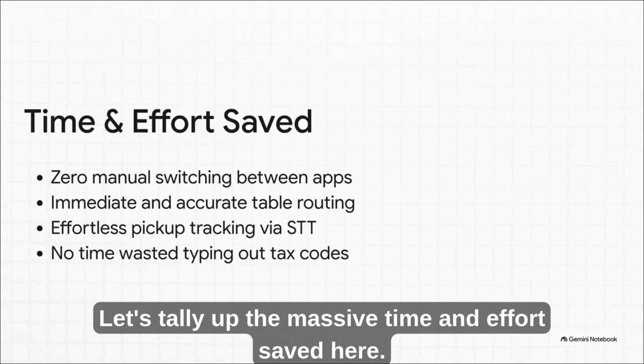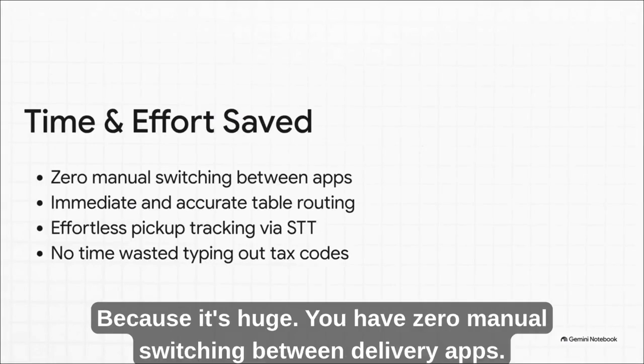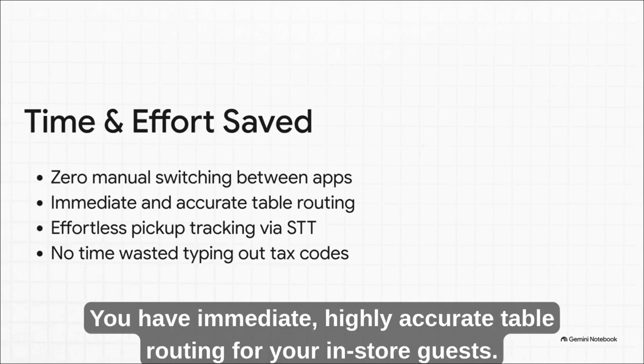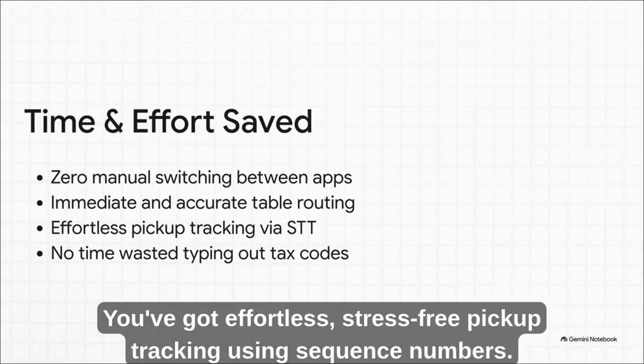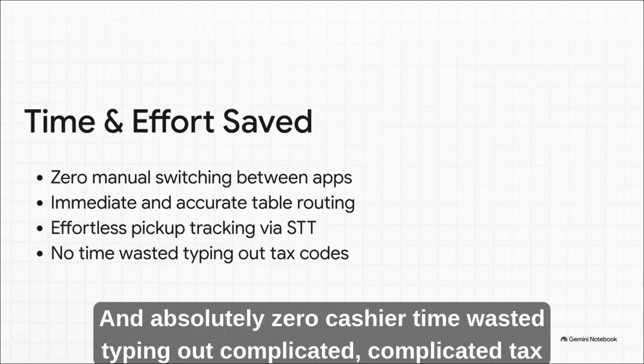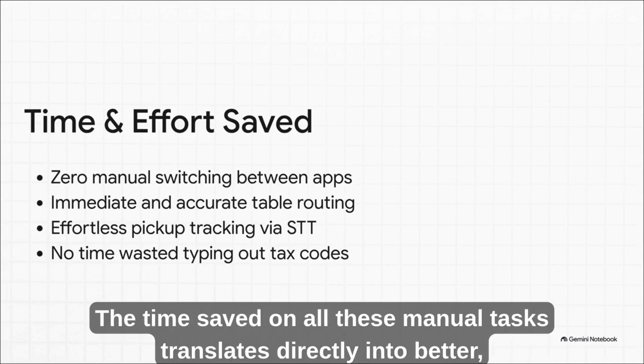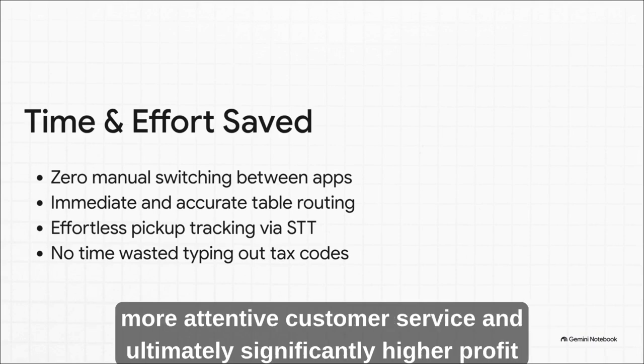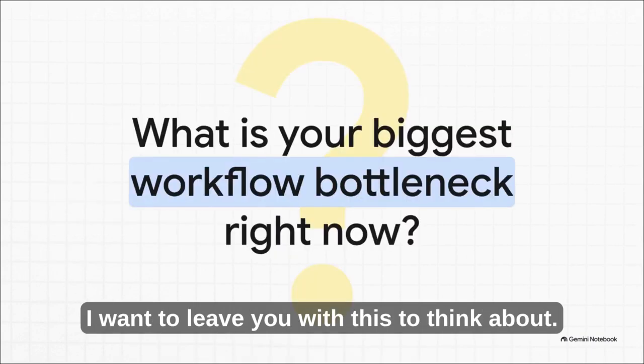Let's tally up the massive time and effort saved here, because it's huge. You have zero manual switching between delivery apps, you have immediate, highly accurate table routing for your in-store guests, you've got effortless, stress-free pickup tracking using sequence numbers, and absolutely zero cashier time wasted typing out complicated tax codes. The time saved on all these manual tasks translates directly into better, more attentive customer service, and ultimately, significantly higher profit margins.